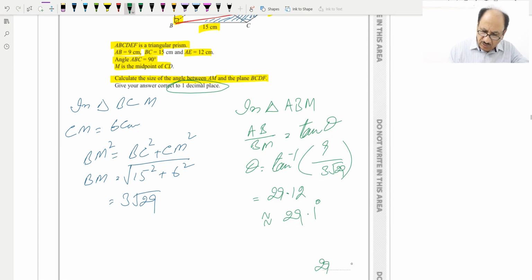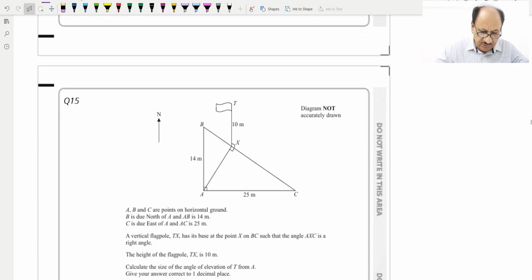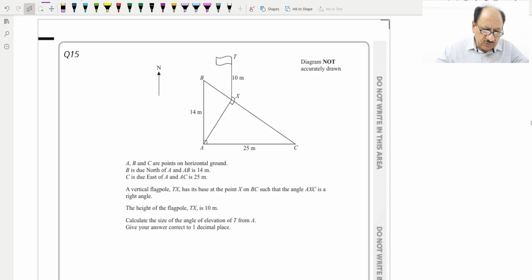So our answer will be 29.1 degrees, and this is a 5 mark question, a huge 5 marks question, which is very important for the IGCSE exam. And now this is question number 15, and 15 is a little difficult question, so you need to focus on it properly. The diagram is not accurately drawn, and they have indicated north. ABC are points on horizontal ground.